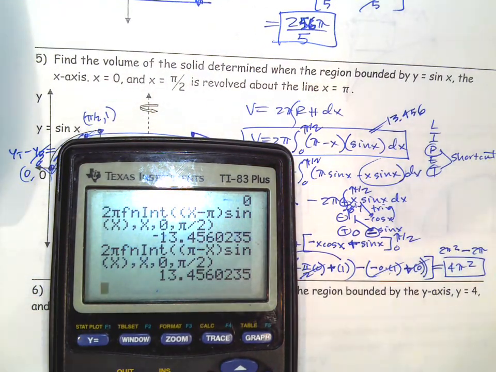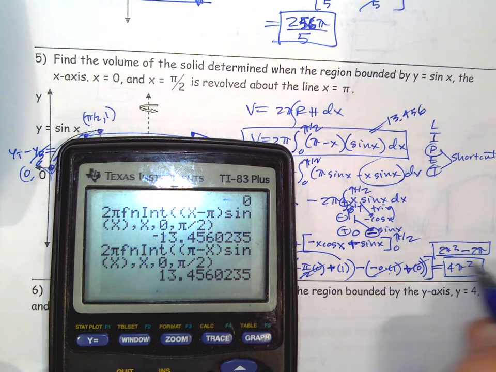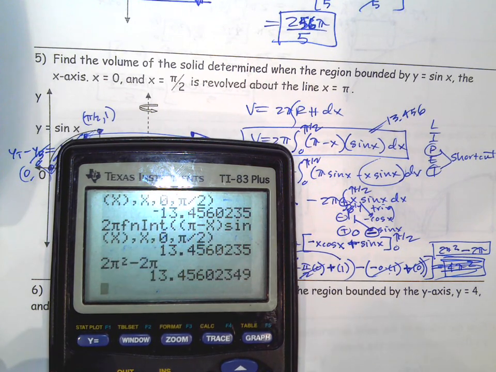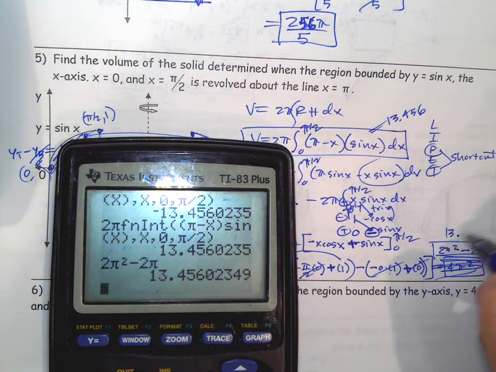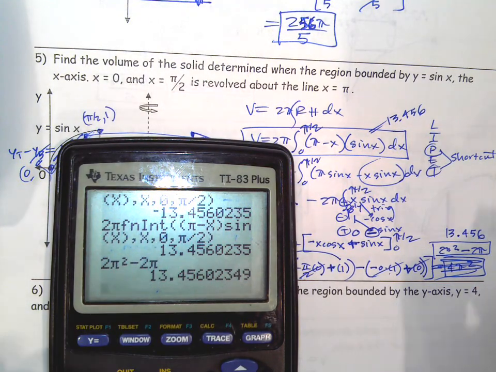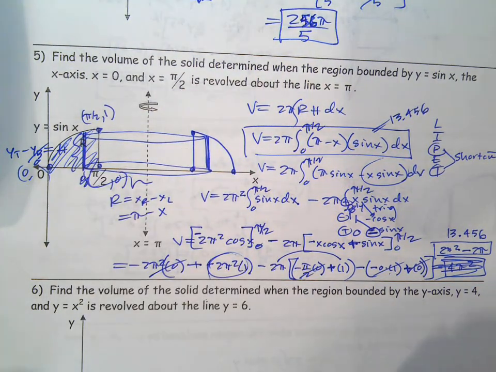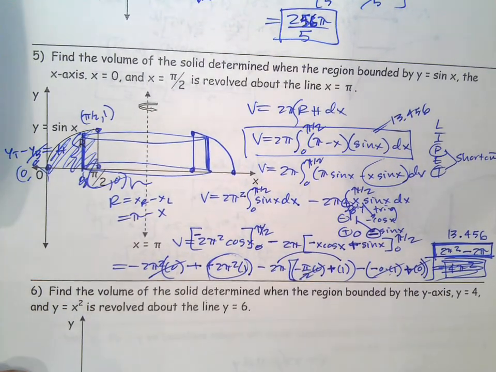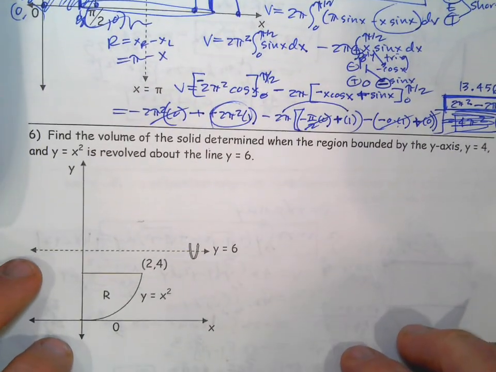13.456. And then over here, that's my answer right now, 2 pi squared minus 2 pi. There you go. That must be the right answer. I must have had it wrong on my solution. So that is the right answer. Okay. All right. Last one.